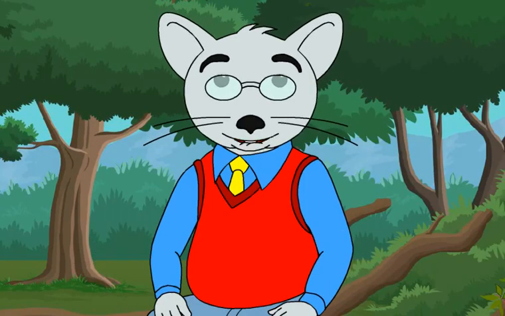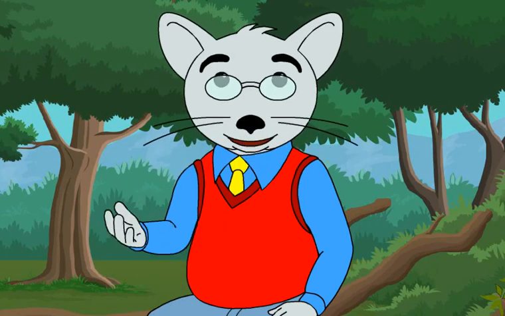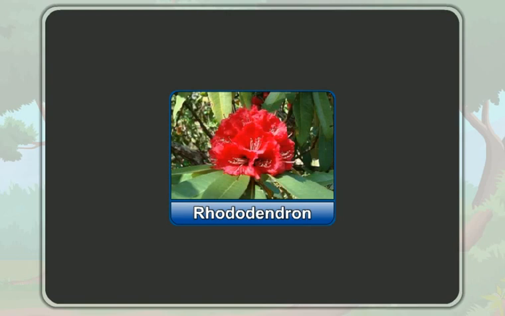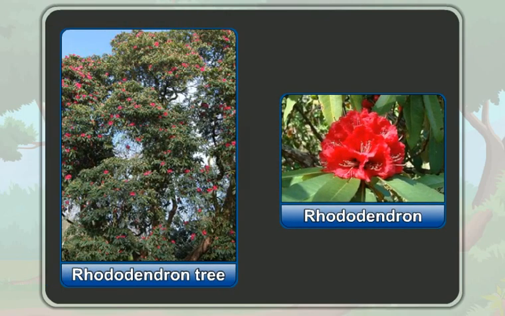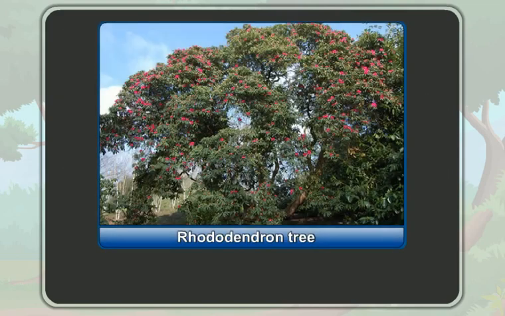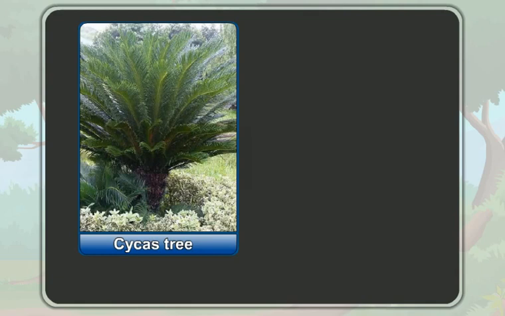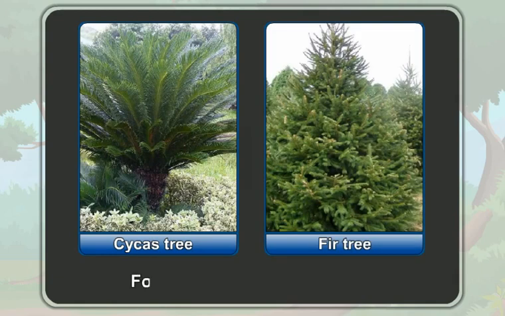Some plants even grow in the mountain region. Rhododendron is our national flower. We get the rhododendron flower from the rhododendron tree. The rhododendron tree is also found in the mountain region. A cycas tree and a fir tree are also found in the mountain region.